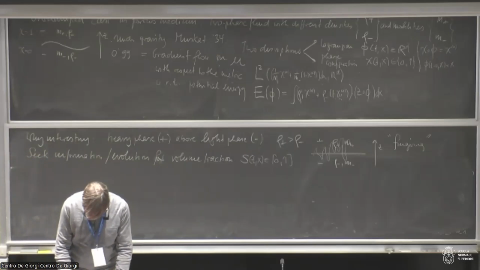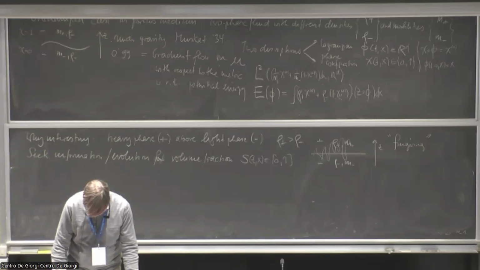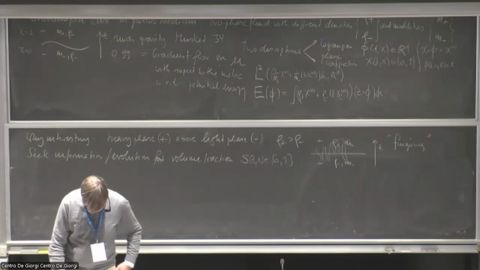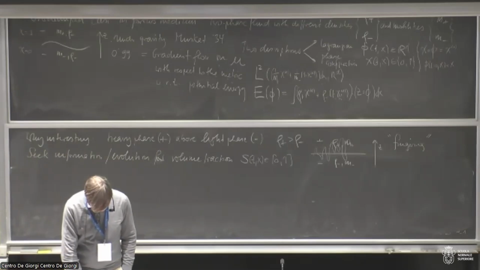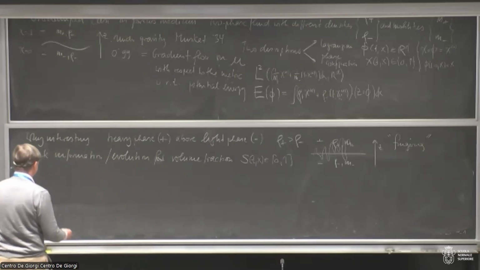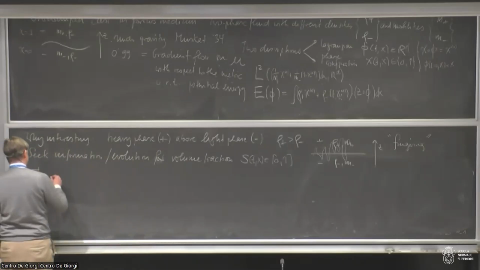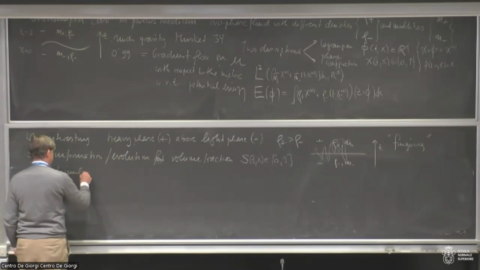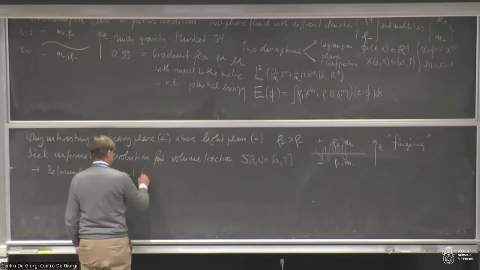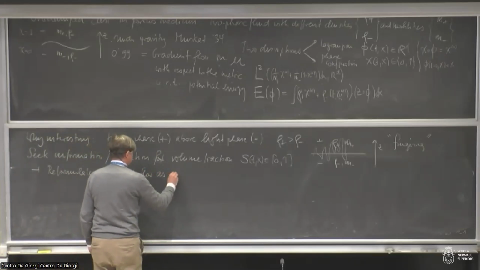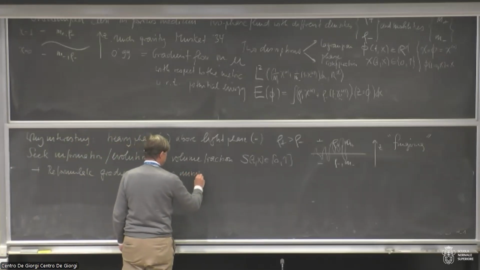And so in this paper where I made this observation, I proposed a strategy to extract some information. And the strategy was the following. The first step was to reformulate the gradient flow as a minimizing movement.